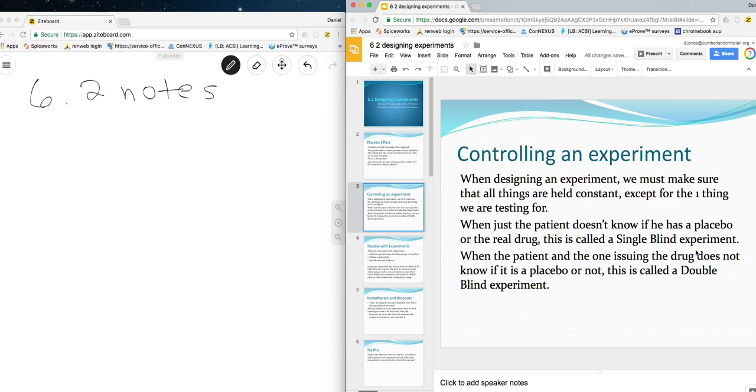So if you have a doctor who is giving two patients a different type of treatment, maybe it's a diet pill or something. So maybe one person is getting a real diet pill and the other person is getting a sugar pill. And the patients don't know who's getting what, but the doctor does. That's called single blind. Sometimes that's not enough control for us. So if the patient doesn't know who's getting what drug and the person issuing the drug doesn't know who's getting one, this is called double blind.